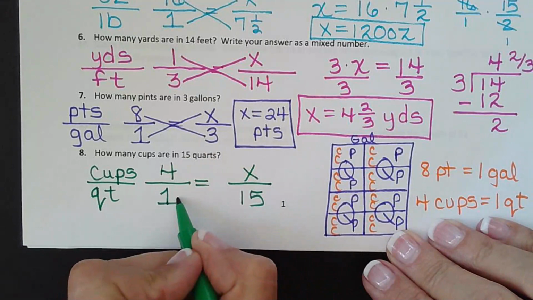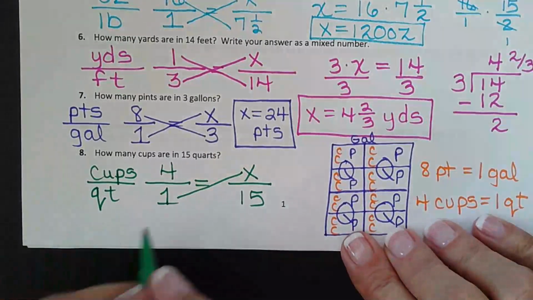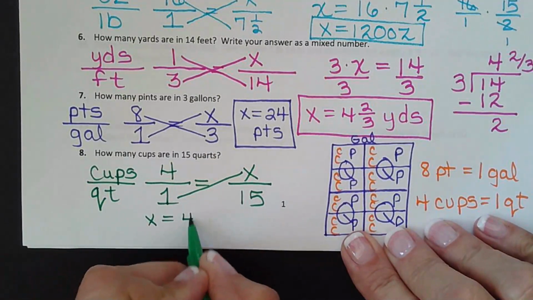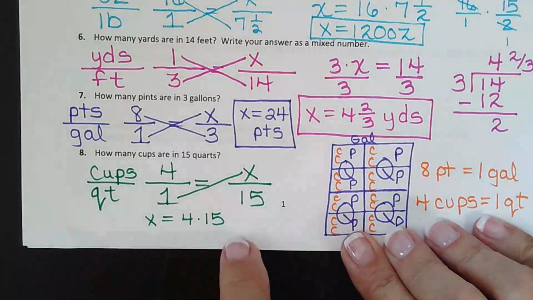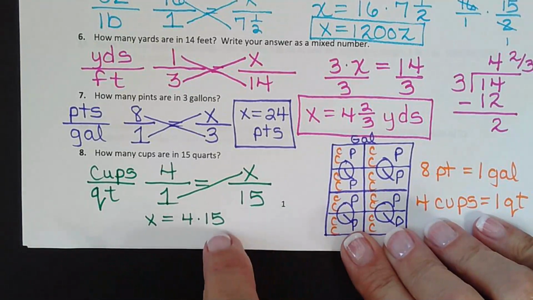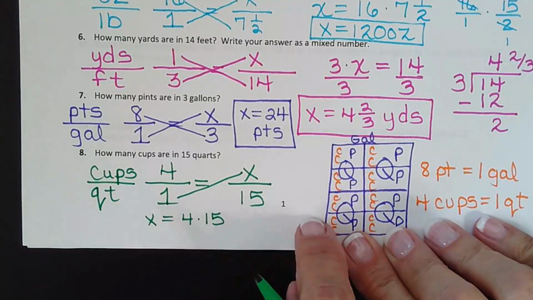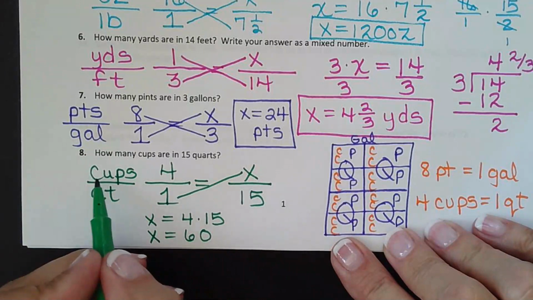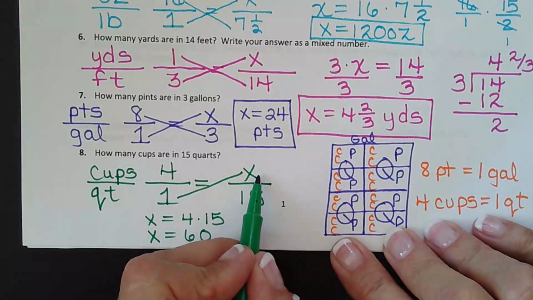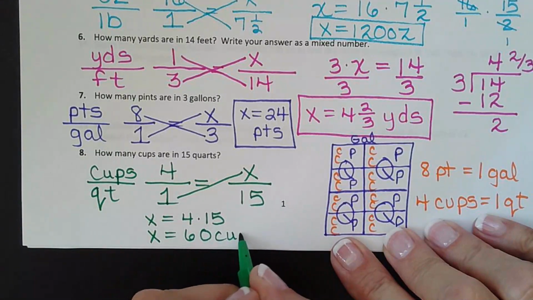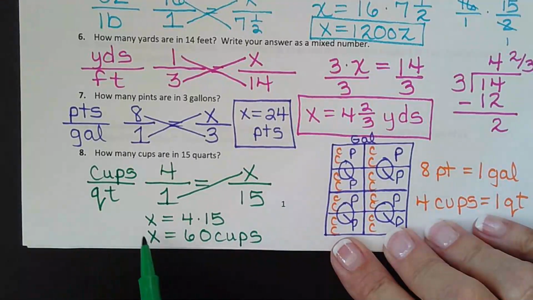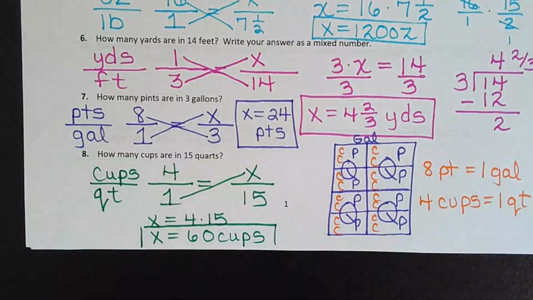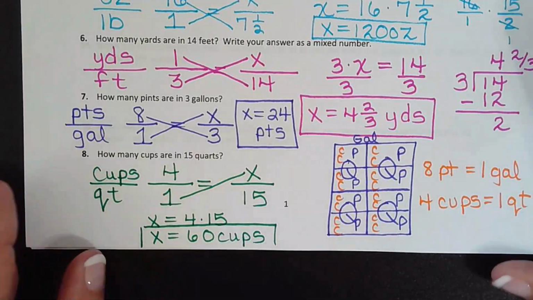So once again, we set our cross products equal. 1 times X is X. 4 times 15. That means 15 times 2 times 2. 15 times 2 is 30. Times 2 is 60. And we look here to see what the label is. Cups. So 60 cups are in 15 quarts. Beautiful. I love this section. I think it's such a fun section.